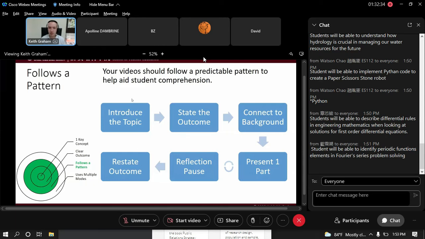First, you're going to introduce the topic. Then you're going to state the outcome. You'll then connect to background. You'll present the first part of that concept, and then you'll give some chance for them to reflect or pause, or if it's in a live class, maybe actually doing something. And you'll go through those two, present a part, reflect, until you've achieved the entire outcome. And then finally, you'll restate the outcome. So let's go through each one of these individually.